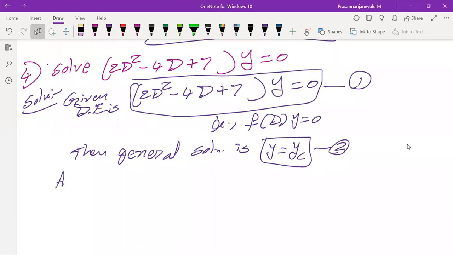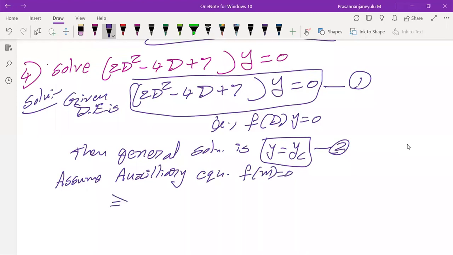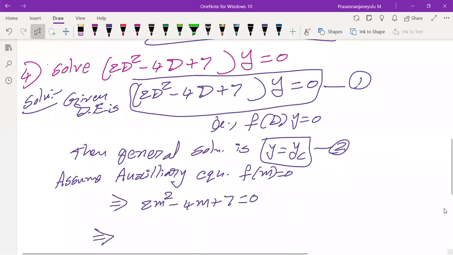So for finding yc, what do we need to assume or consider? The auxiliary equation. Assume or consider the auxiliary equation f of m equals to 0. What is the f of m value? In the f of D function, substitute m in place of D, and we'll get 2m square minus 4m plus 7 equals to 0. Now, it is a quadratic expression.